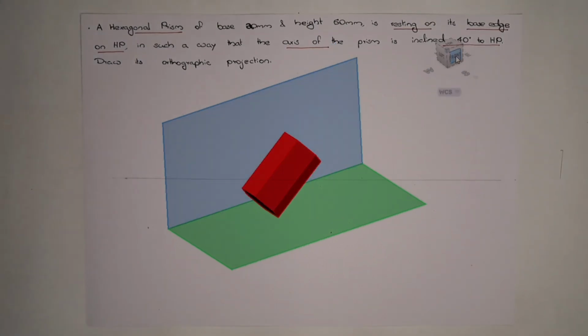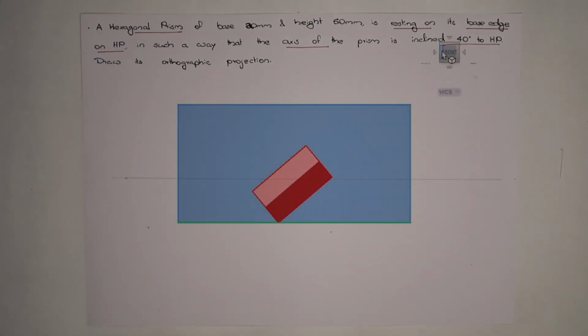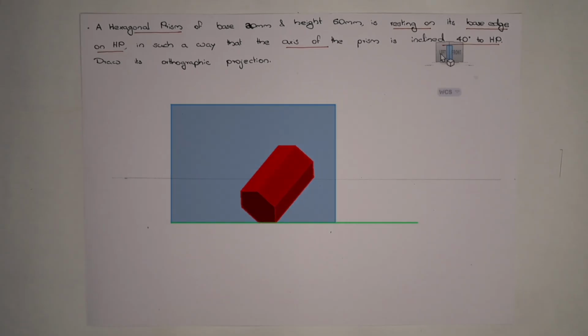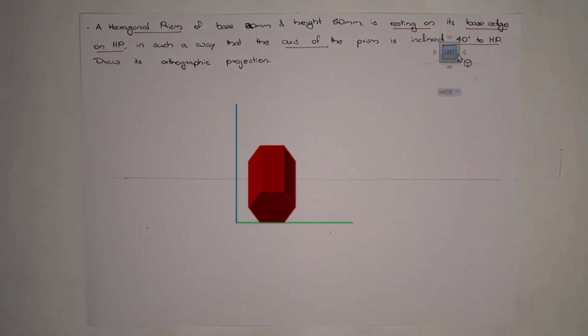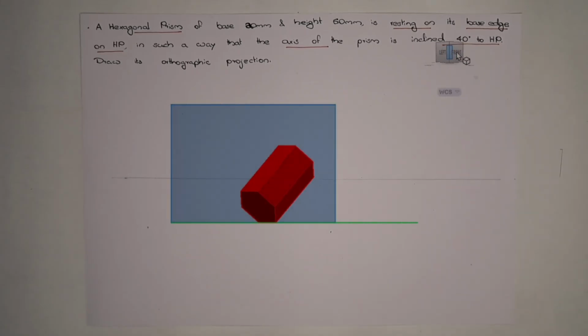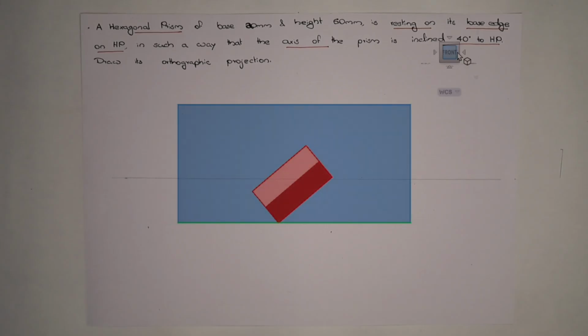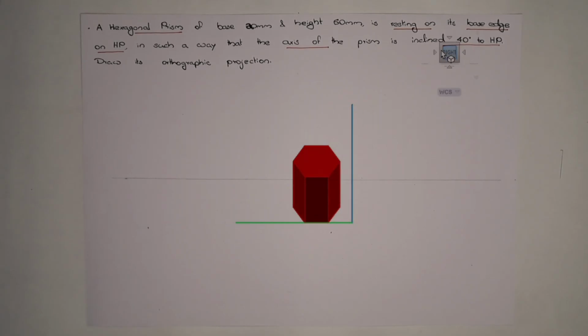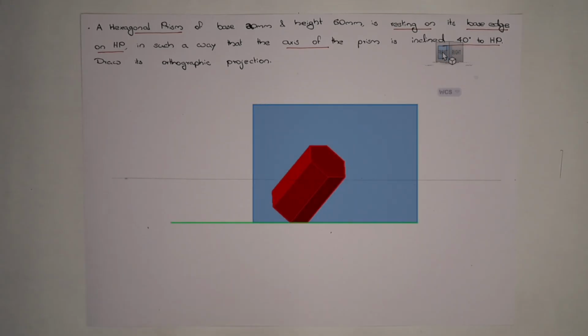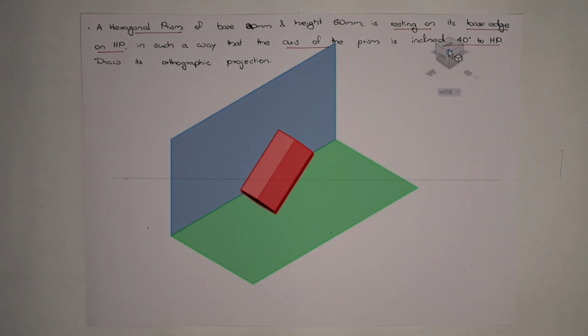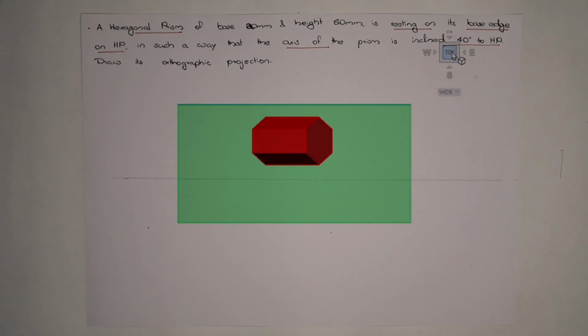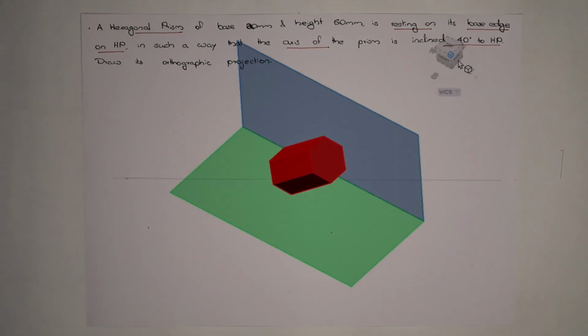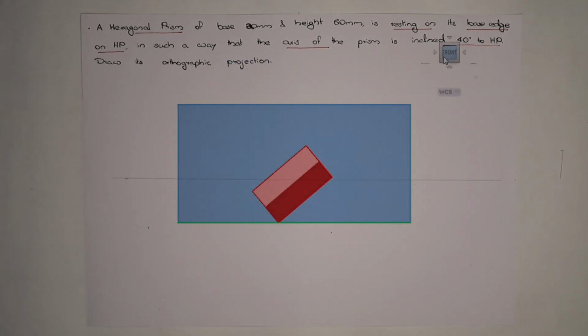Hi everyone. Today we are going to discuss a hexagonal prism with a base edge of 20 mm and a height of 60 mm, resting on its base edge on the HP in such a way that the axis of the prism is inclined 40 degrees to the HP. So let's discuss the orthographic projection.